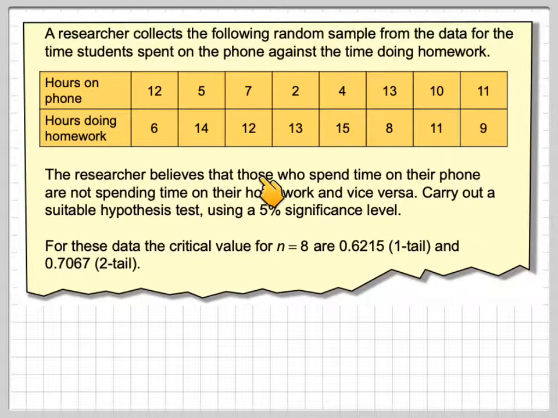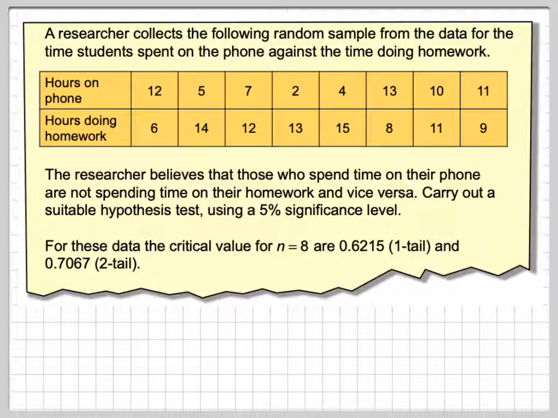So the researcher believes that those who spend time on their phone are not spending time on their homework and vice versa. Very current problem these days. Carry out a suitable hypothesis test using a 5% significance level. For these data, the critical values for n equal to 8, because we've got n pieces of data here, are 0.6215 if the test is going to be one-tailed, and 0.7067 if the test is two-tailed.